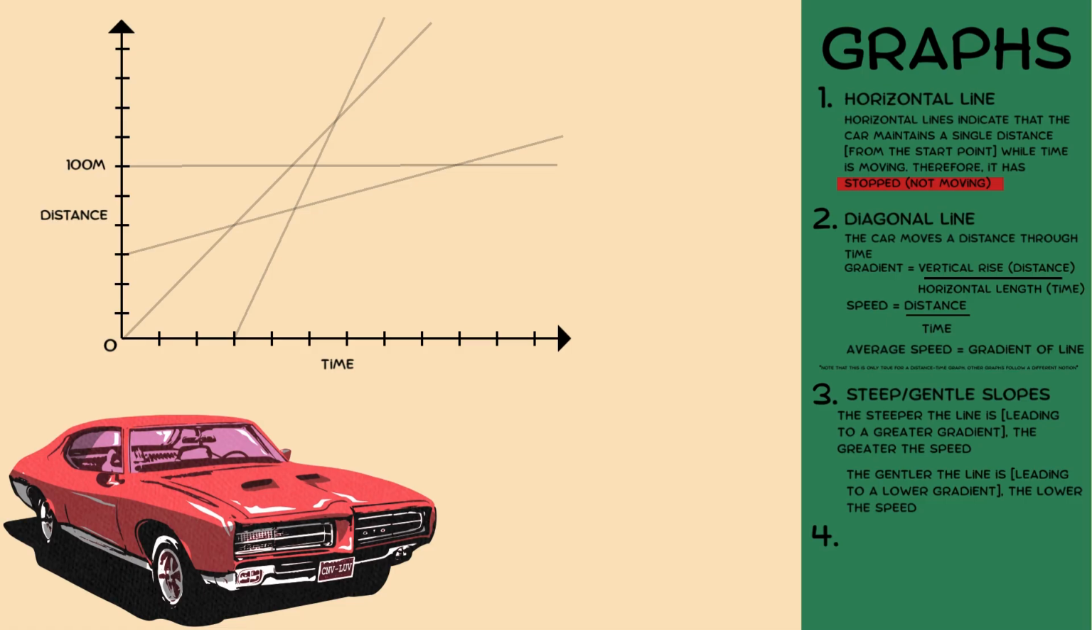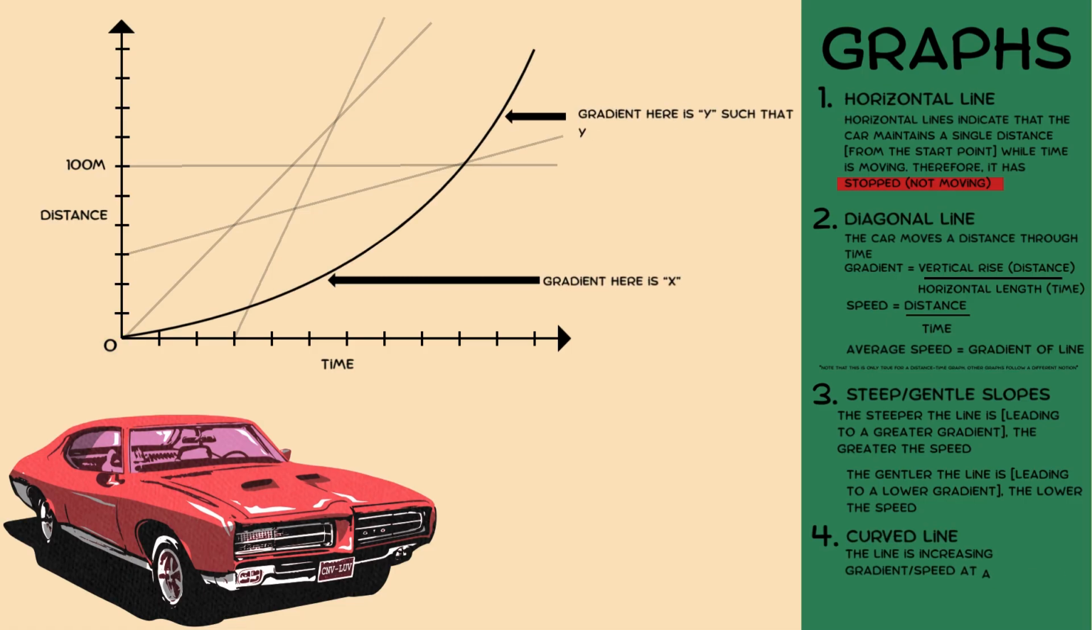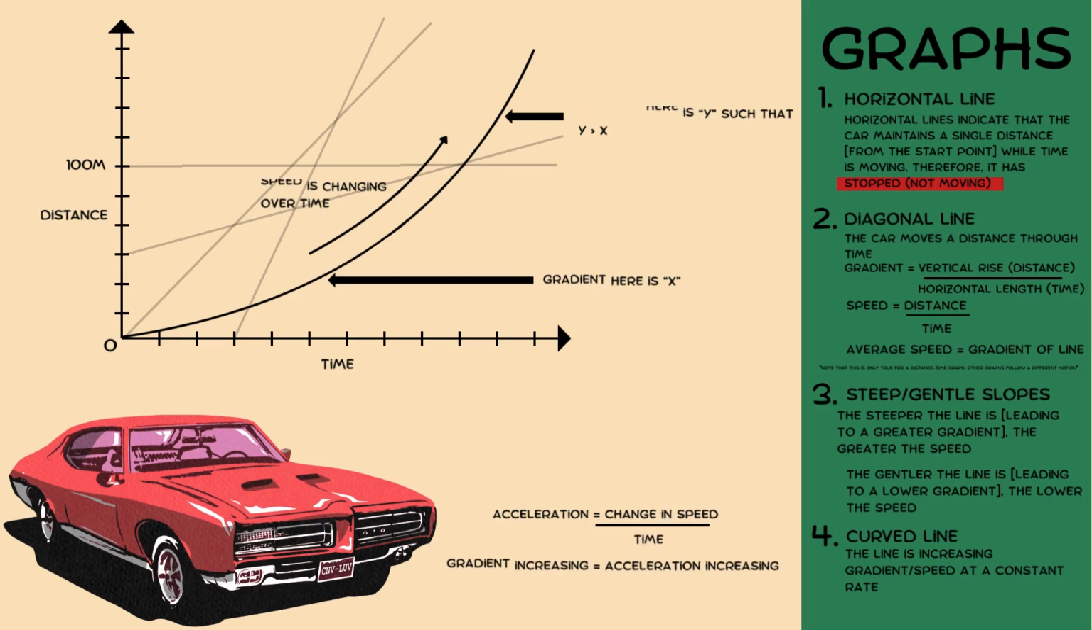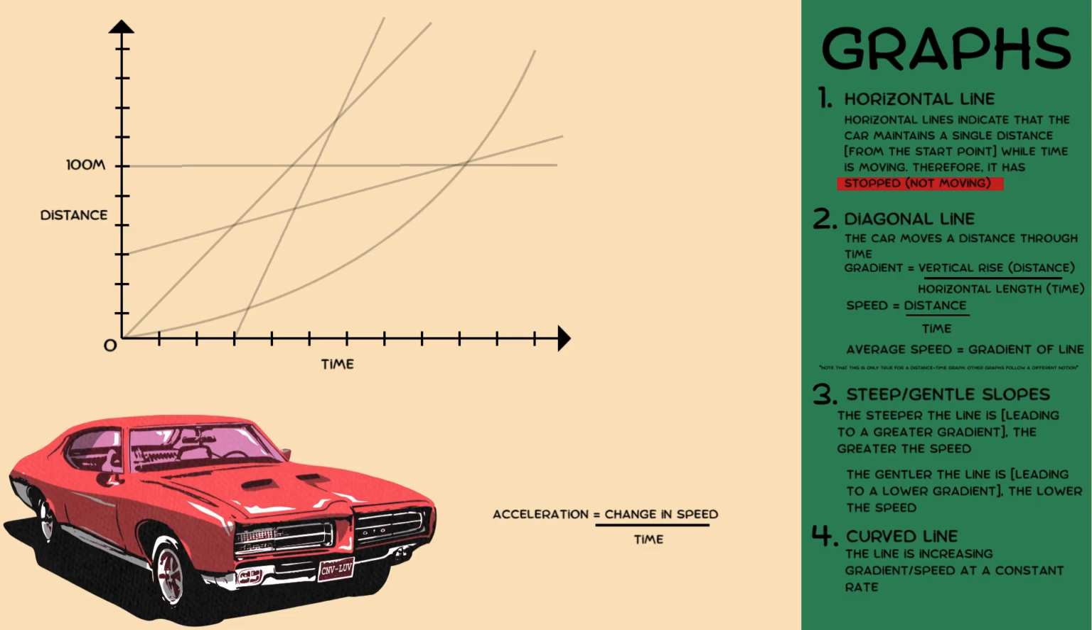Fourthly, a graph with a curved line, starting at 0, illustrates that the line has a changing gradient, and consequently, a changing speed over time. As we already know, this is the exact formula for acceleration, and therefore shows that the car is accelerating. If the line were descending like this, then there is a negative change in gradient over time, meaning that the car is decelerating.